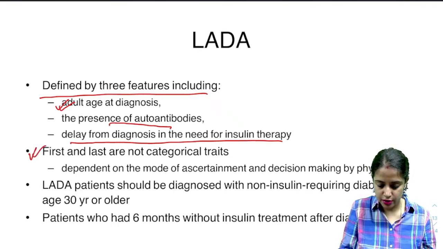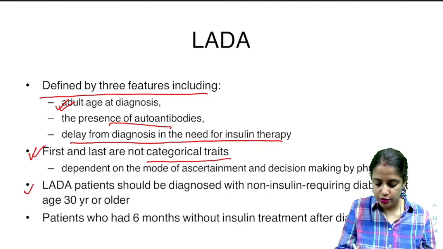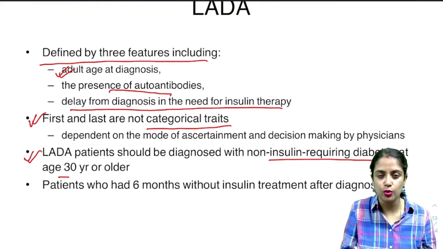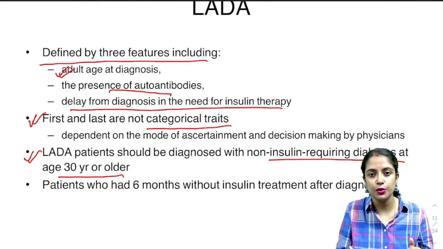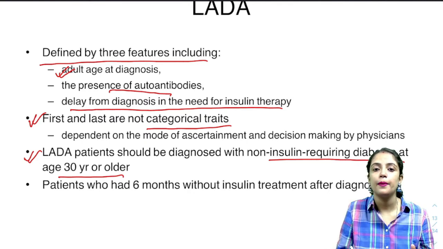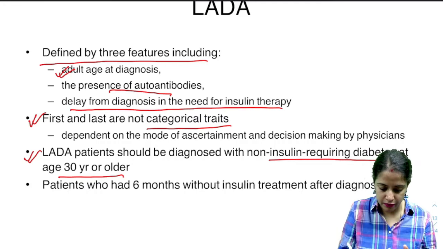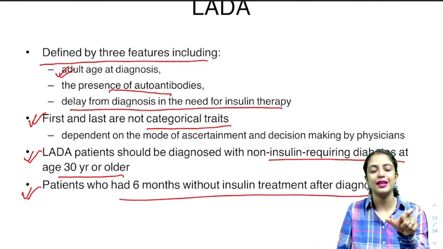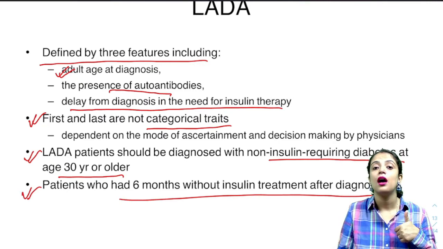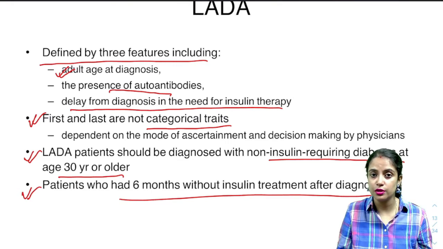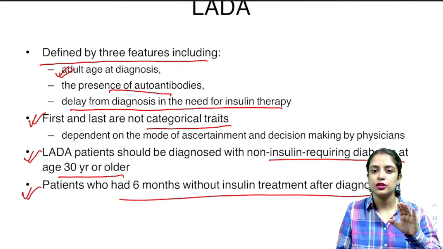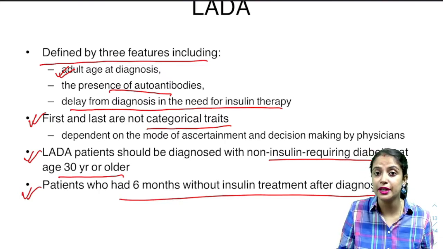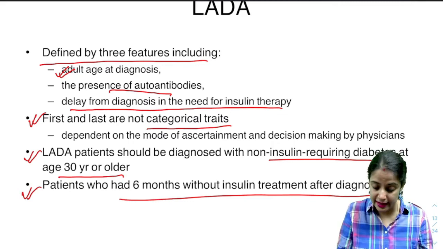First and last are not categorical traits, of course. LADA patients should be diagnosed with non-insulin requiring diabetes at age 30 years or older. So age is 30 or more. They have autoantibodies, but they do not require insulin from the very beginning of the diagnosis. For a patient who had 6 months without insulin treatment after diagnosis, that means there should be at least a gap of 6 months after the diagnosis where the patient does not require insulin. But if the patient has autoantibodies and requires insulin from the very beginning of the diagnosis, that will be categorized as type 1 diabetes, not LADA.